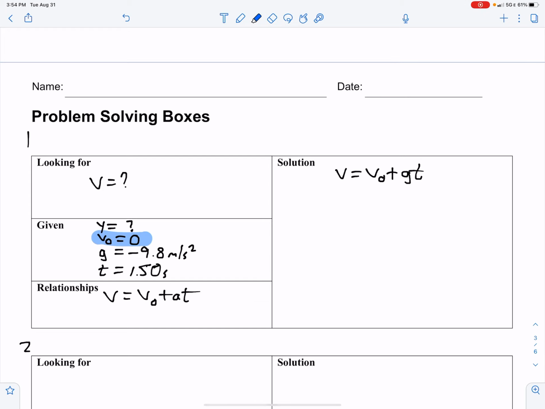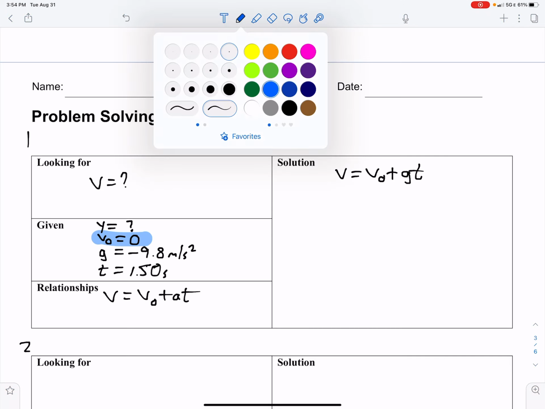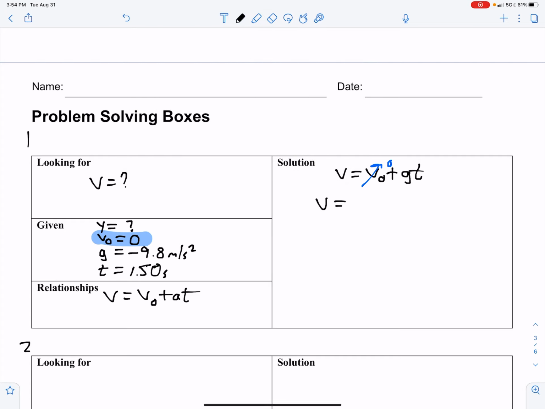Now, since v naught is equal to 0, we can go ahead and cancel that part of the equation. And this becomes v equals g times t, which is equal to negative 9.8 times 1.5. Since the question asked for velocity, we should be including a negative in our answer. Pause the video and go ahead and put this in your calculator. You should have come out with about 14.7 meters per second.